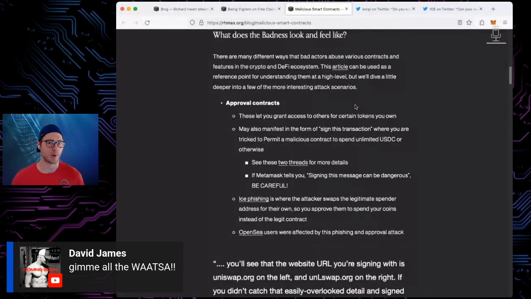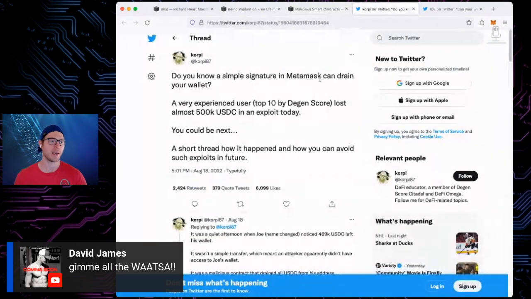You're talking to the right website, the right DApp, and it hasn't been a hacked website or a malicious URL or something. Because if you do sign transactions, there are attacks where they can take stuff from your wallet. Here's one of the threads that came up: Did you know a simple signature in MetaMask can drain your wallet? So again, the meme is go to a website and it'll drain your wallet.